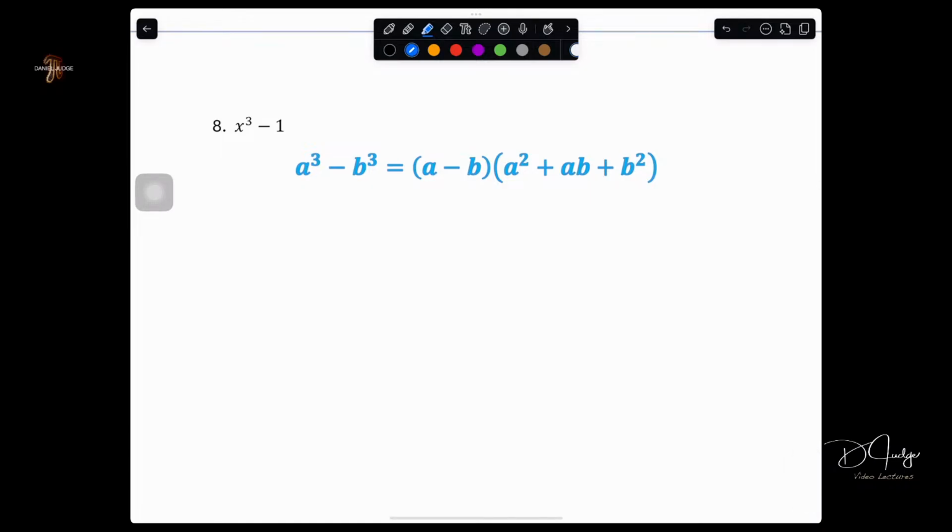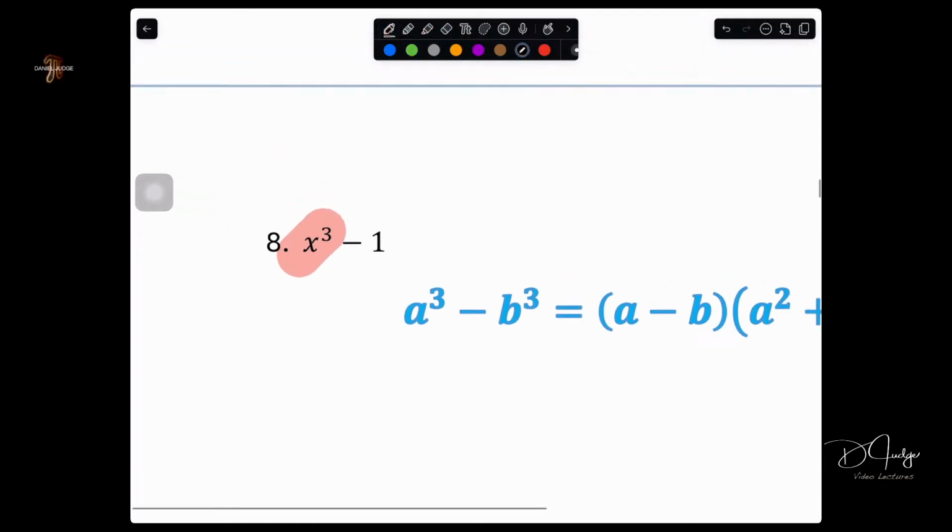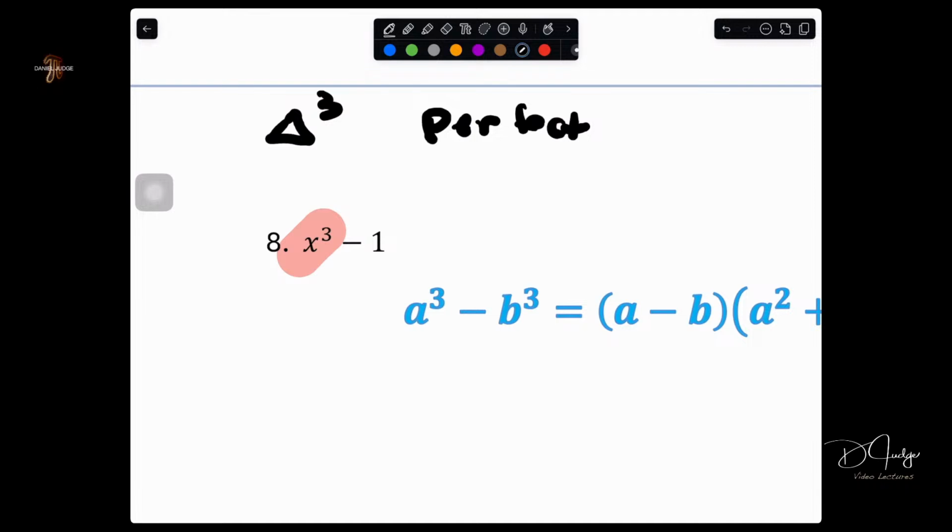Okay, now we're up to working with what's called the difference of perfect cubes, and there's a difference of perfect cube formula. So x cubed here is a perfect cube, and you might say, what is the definition of a perfect cube? Anything that is raised to the third power is a perfect cube. And 1 is a perfect cube because 1 cubed is the same as 1.